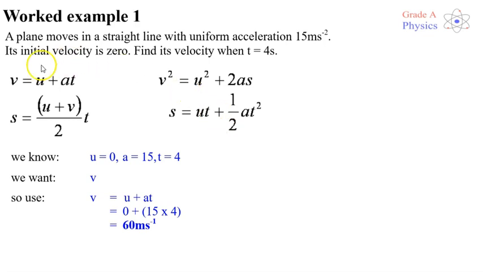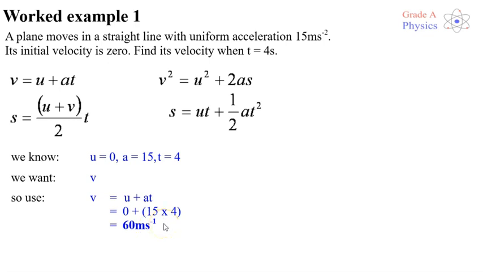We need to find one of these formula which has all 4 of these letters. And hopefully we can see that it's this first one here, v equals u plus at. And in fact, we don't have to rearrange this because v is already the subject. And in fact, u is 0, so that makes it even simpler. So it's a simple substitution: 0 plus 15 times 4, we get 60 meters per second. So that's a nice, easy question.